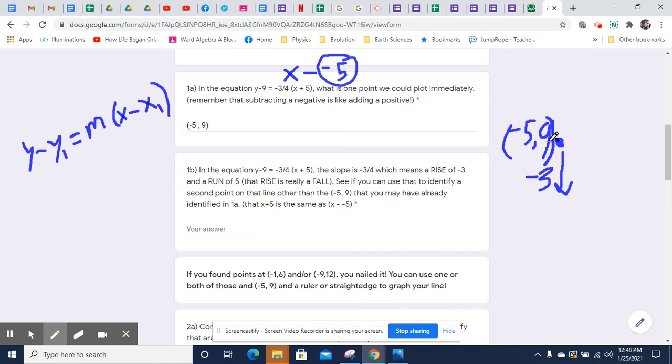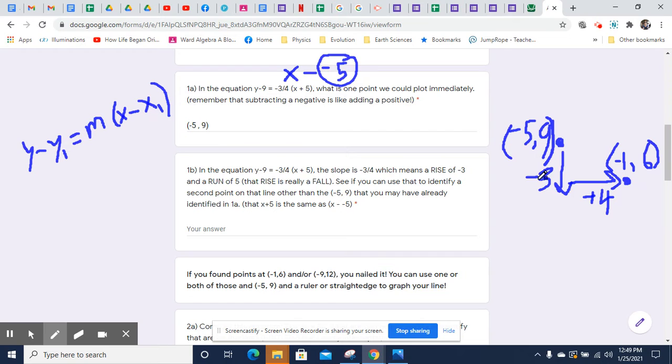Okay, so now the y value will be 6 because we went down 3 from there. And then over 4, so plus 4. And so the x value will be 4 more than negative 5. So we'll have a new point that's down 3 and over 4. So down 3 puts us at a y value of 6, and over 4, increasing negative 5 by 4 becomes a negative 1. So we have a point at negative 1, 6.